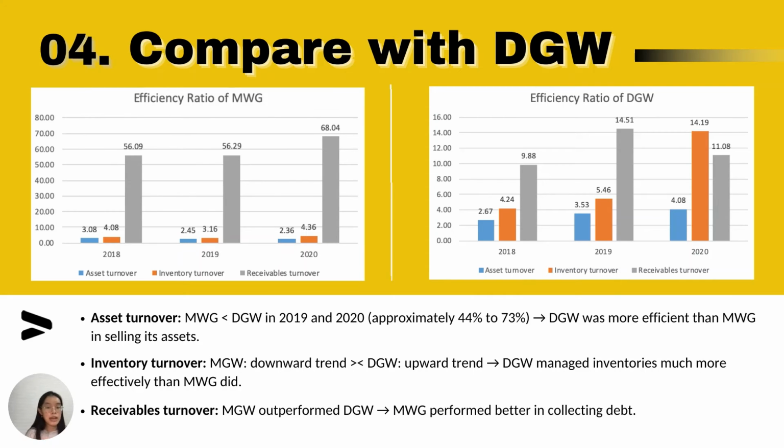Overall asset turnover of MWG was lower than the D3W in 2019 and 2020, which means that in this case the D3W was more efficient in selling its assets, while MWG experienced a downward trend in inventory turnover in 3 years. The inventory turnover of D3W witnessed a significant upward trend, and it illustrates that the D3W managed inventories much more efficiently than MWG did. However, between 2018 and 2020, MWG performed better in collecting debt. And this is the end of my part. Next, Khôi will continue.